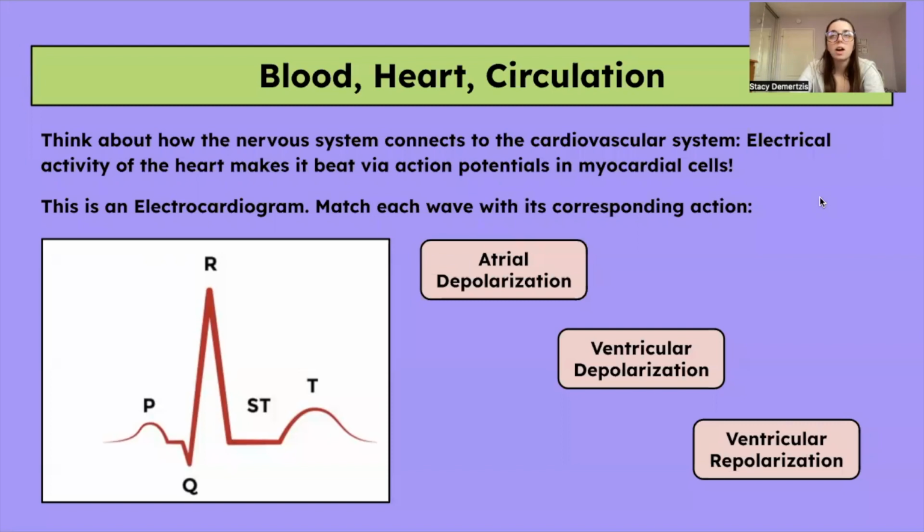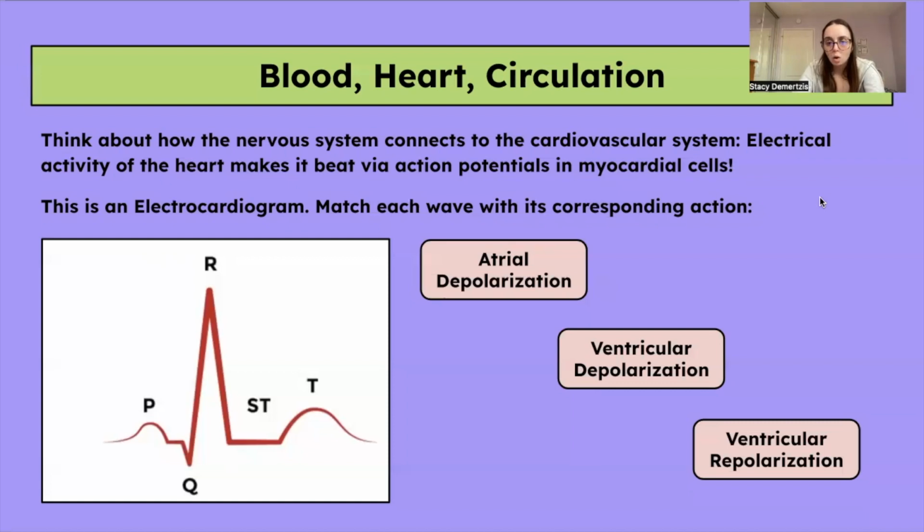And so there's a lot of signaling and messaging that goes on to have our body systems function in the way that they do. So if we think about specifically how the nervous system connects to the heart, in the heart, we have electrical activity. And this electrical activity makes the heart beat by action potentials in the myocardial cells. So basically, myocardial means muscle cells within the heart.